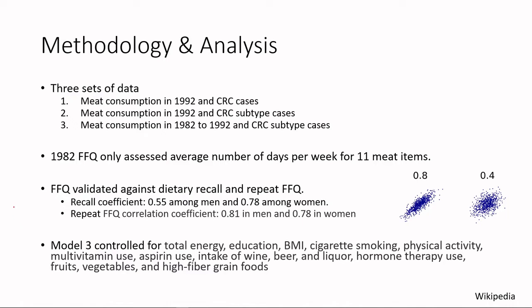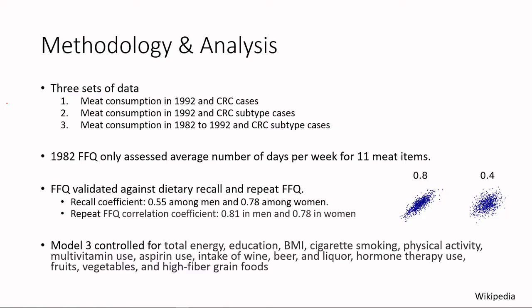The study's food frequency questionnaire was validated against a 24-hour food recall and repeat food frequency questionnaire. As we saw in the food frequency questionnaire lecture, these coefficients are not good. The recall coefficient was 0.55 among men and 0.78 among women. The coefficient is slightly better for the repeat food frequency questionnaire, approximately 0.8 for men and women. To the right, you can see some of the data that has coefficients of 0.8 and 0.4.